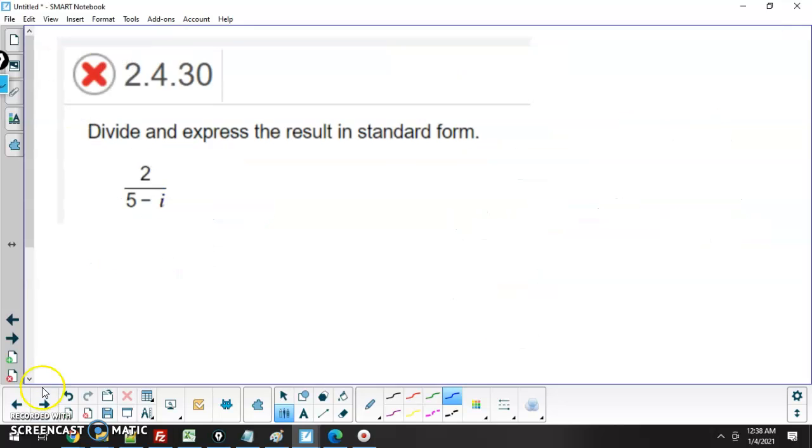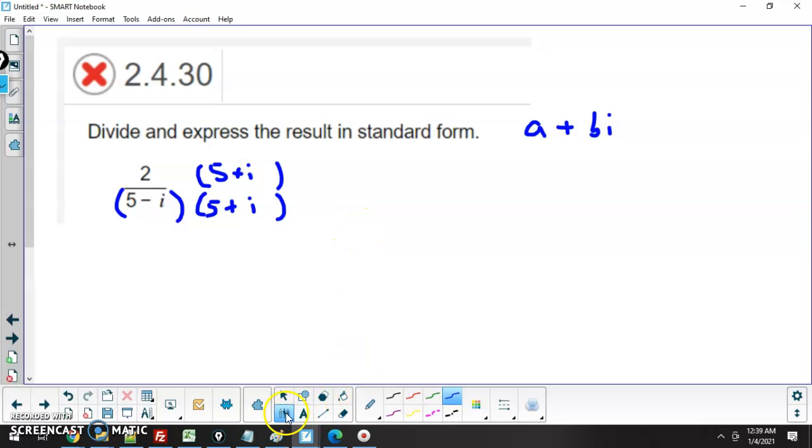All right, now we're on to some tougher ones where you have to rewrite this imaginary number in standard form. When they say standard form, it means a plus bi or a minus bi. In order to do that, you have to get rid of the i in the bottom, and like I said before, you have to use the conjugate of the denominator. So what's the conjugate of this denominator? Keep the real part, 5, and change the sign on the imaginary part, plus i. On the top, you have 5 plus i.